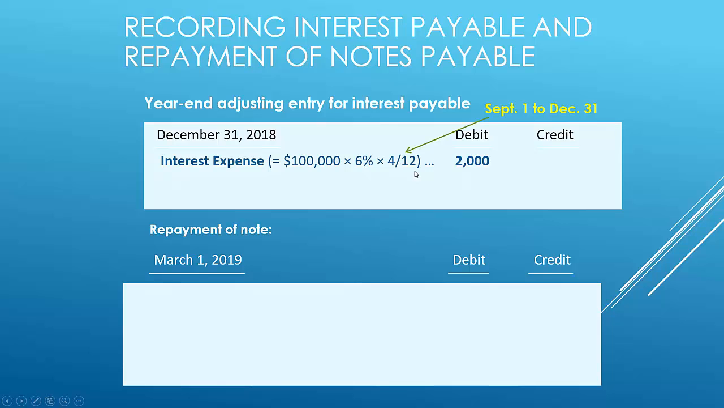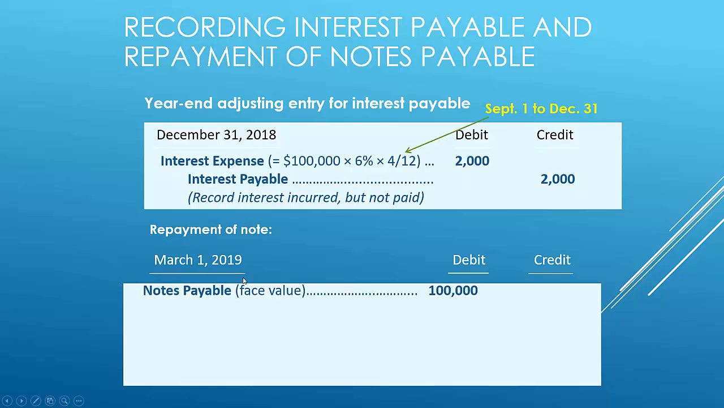Why 4/12? Well, they took it out on September 1st, so that's September, October, November, and December. That's 4 out of the 12 months of a year. So you take that 100,000 times 6% times 4/12, you come up with $2,000 of interest expense. Keeping in mind now, they haven't actually paid that interest, but they've certainly incurred that much interest expense. So they put that into a payable account because they're not going to pay the bank at the moment on December 31st. They're going to do it when they pay back the note.